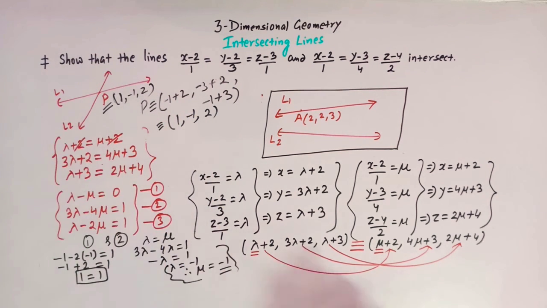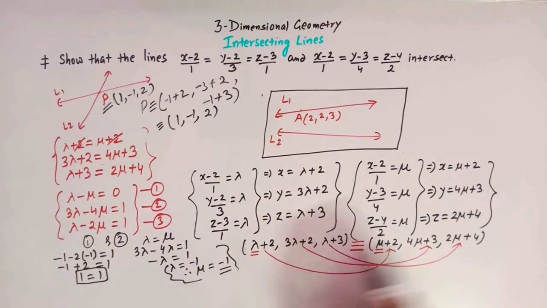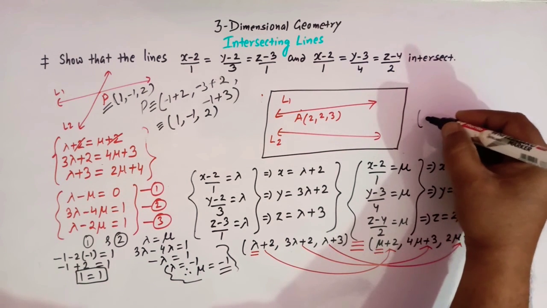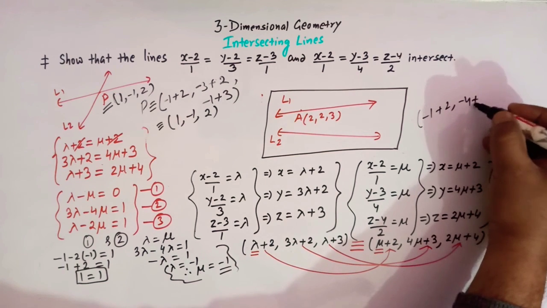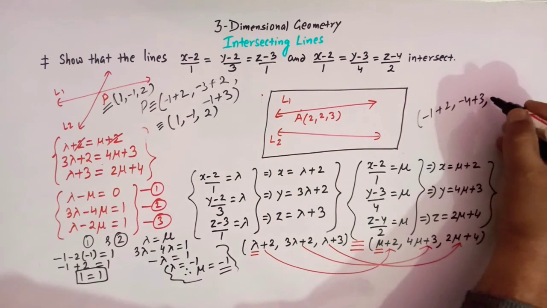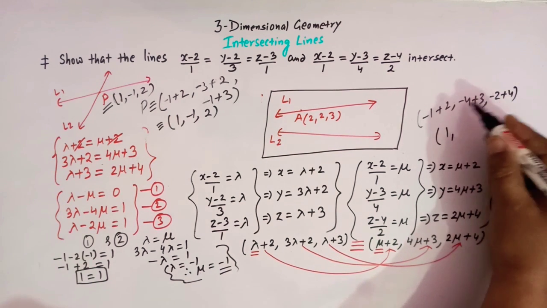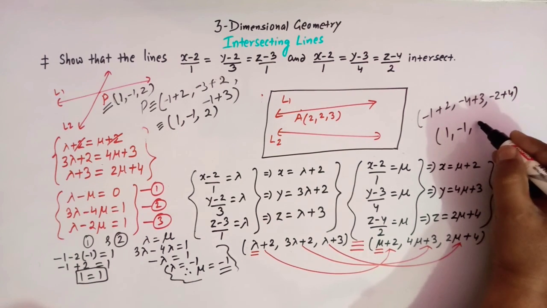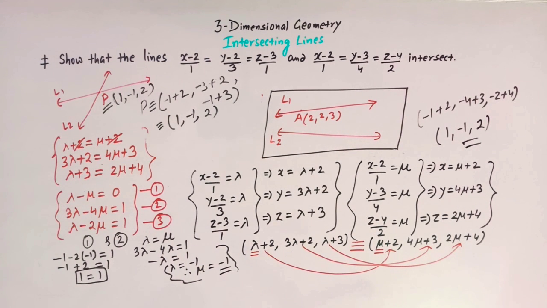and we'll get the same result from here if we take mu is equal to -1. So we have -1 plus 2 here, and then we have -4 plus 3, and then we have -2 plus 4. So we have 2 minus 1 is 1, 3 minus 4 is -1, 4 minus 2 is 2, right? So we got the same point of intersection. So viewers, this is how we solved this conceptual problem from three-dimensional geometry.